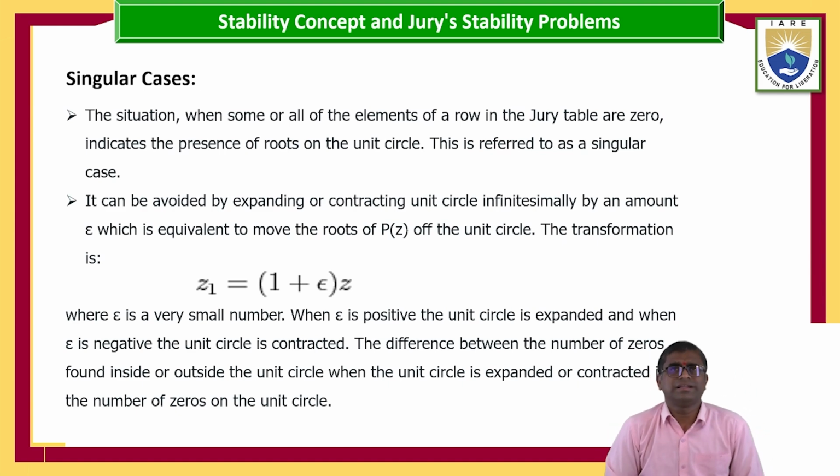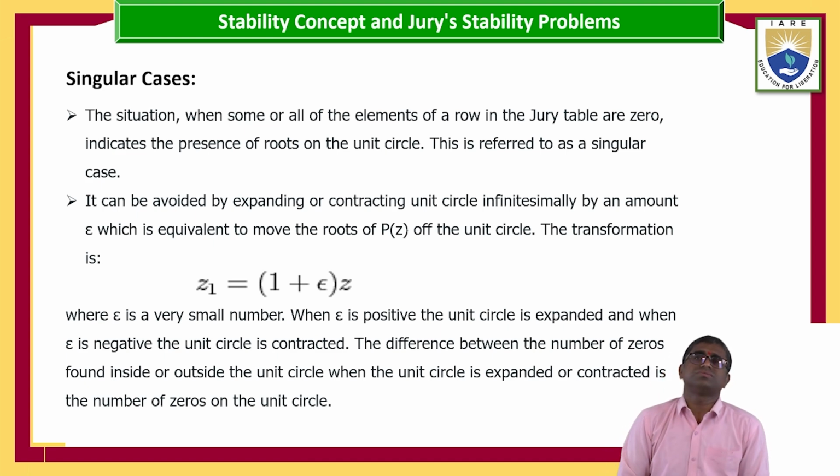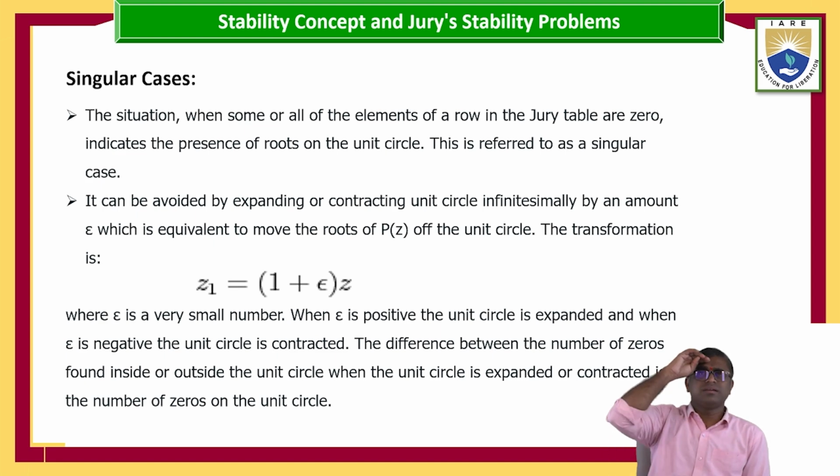Next one, I am taking another topic: singular cases. That is nothing but the situation when the sum of all the elements of a row in the Jury table is 0, which indicates the presence of roots on the unit circle. Remember this one. That is, whenever all the elements of a row in the Jury table are zeros, if any row comes as 0, then we take it as a singular case. It can be avoided by experienced persons only.